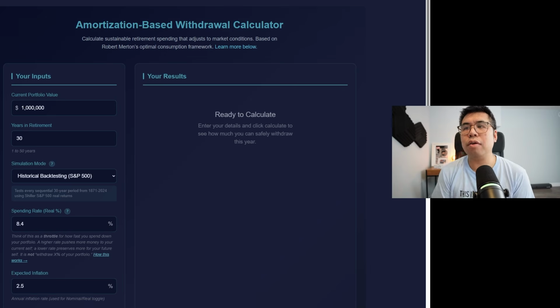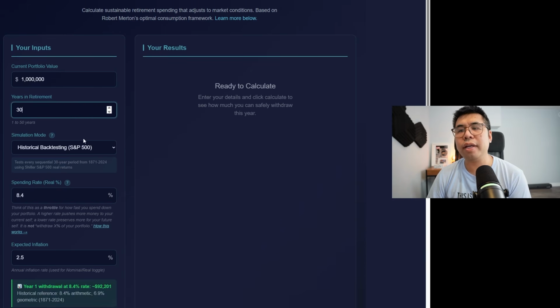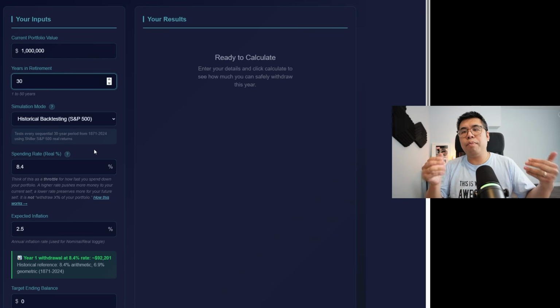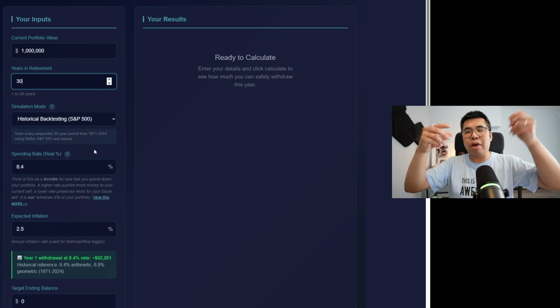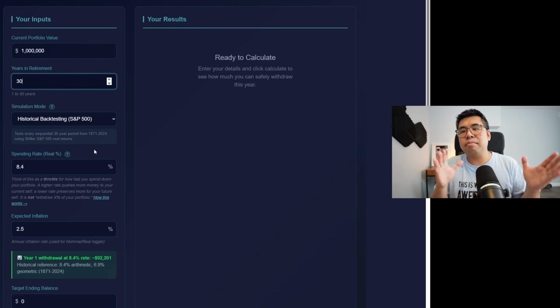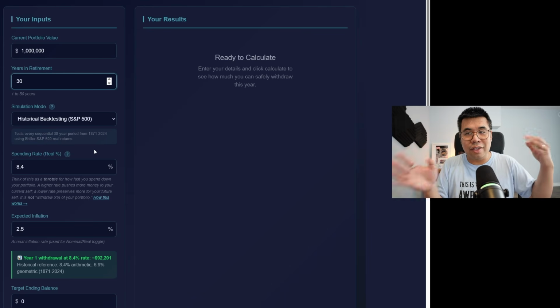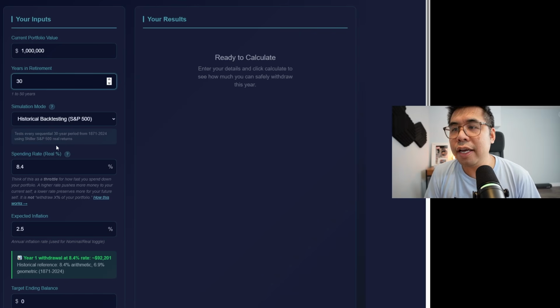So on my calculator, which can change from month to month because I do try to improve it all the time, there's your current portfolio value and your years in retirement. There's a simulation mode, which for now defaults to taking 30-year periods. Historical means it just takes them in order, so sequential 30 years, it doesn't randomly sample them, and then it simulates this as if you lived in different 30-year periods from 1987 to 2024.